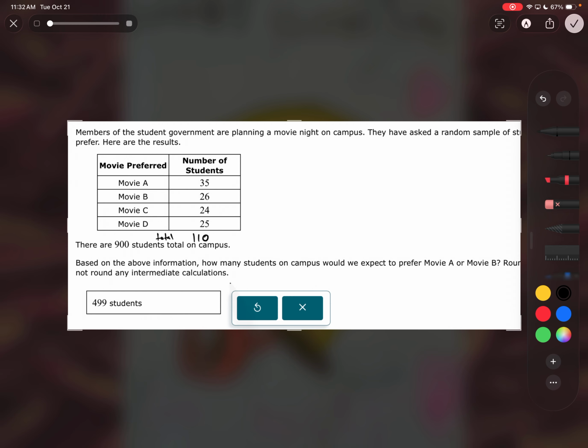Based on the above information, how many students on campus would be expected to prefer movie A or movie B? So movie A or movie B would be 35 and 26. All right, so 35 plus 26 is 61 out of 110. 61 divided by 110 is 0.5545. Okay. So 55% of this one little random sample that we did like movie A or movie B.